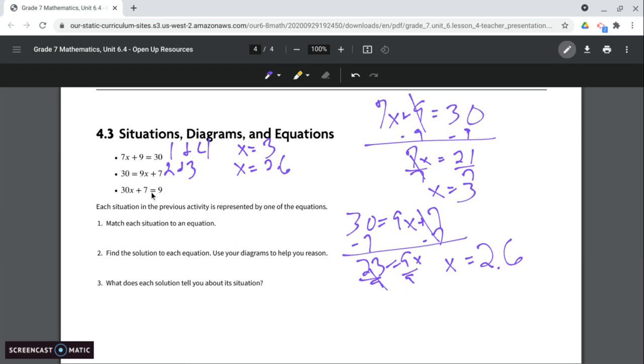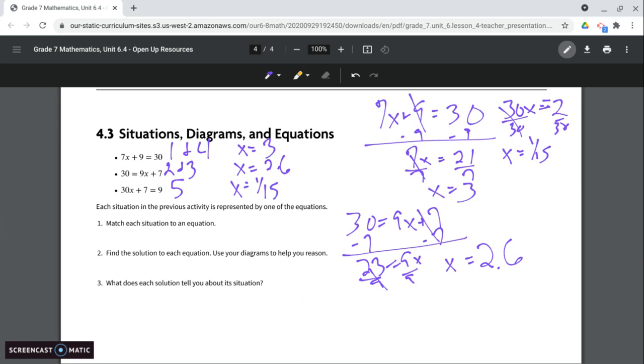All right, and the last one is going to be just for situation 5. It was our unique one with that 30x. And when we solve it, if we take 9 minus 7, we get 2. So we have 30x equals 2. Divide by 30. So x equals 1/15.